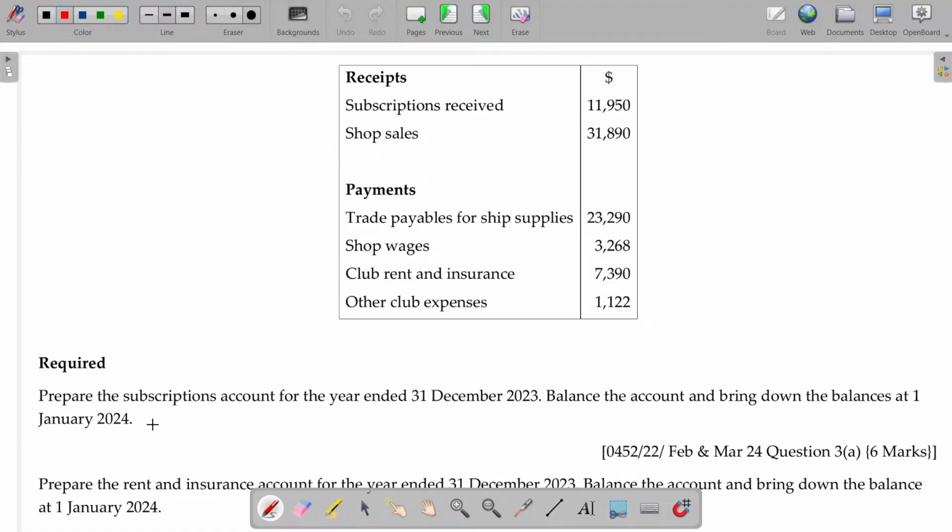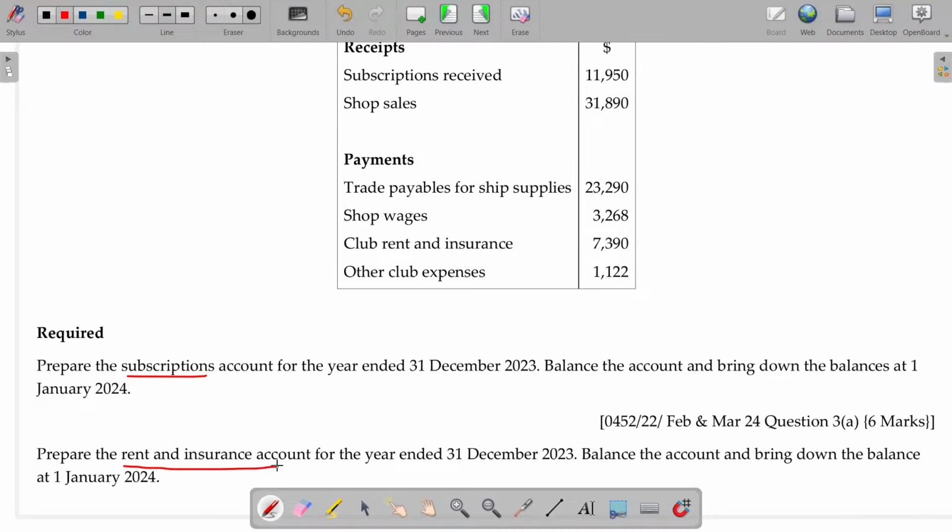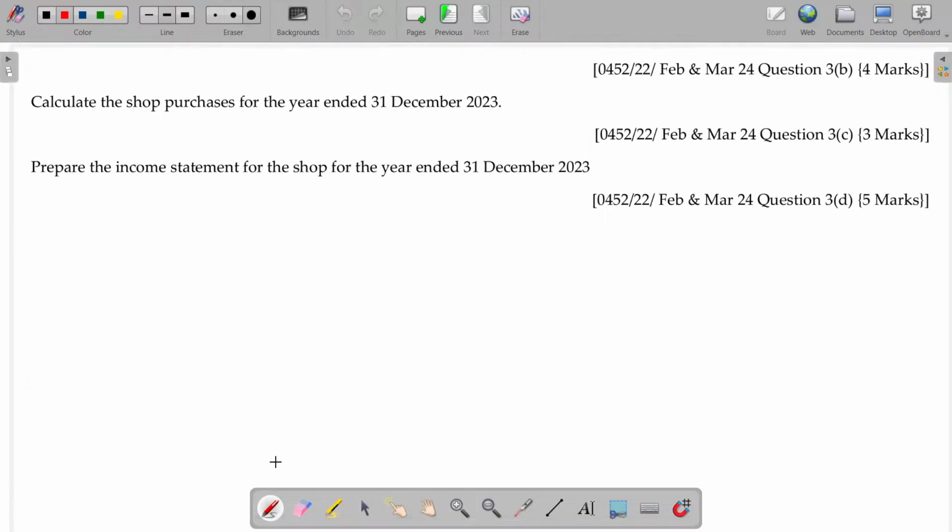Now, what are the questions to be answered here? Prepare subscription and bring the balance down. Rent and insurance account. And shop purchases and income statement for the shop. So here we have to find out the purchases.